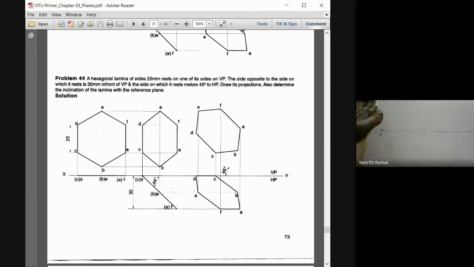Which is the lamina given first? Make a note of that. Hexagon, 25 mm sides, resting on VP on one of its edges. So it is clearly given. If it is given, you can finish the first position. How to draw the hexagon?